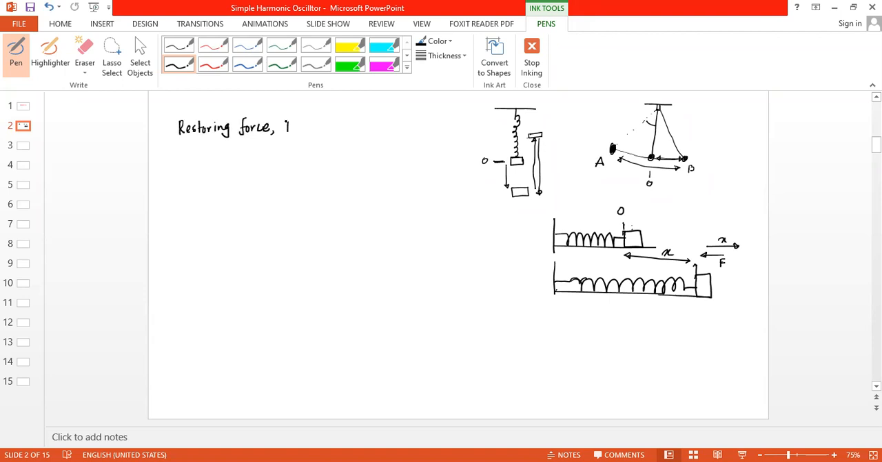Restoring force, Fr, or F, we call the restoring force. So in this kind of object a restoring force acts on it. Whenever you displace the object, a restoring force acts on it, and the restoring force is directed opposite to the displacement. So when you displace it, because of the restoring force it starts moving and once upon a time again it goes back to its equilibrium position.